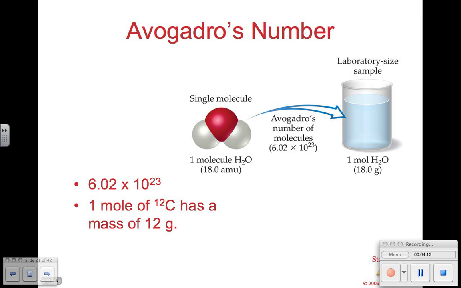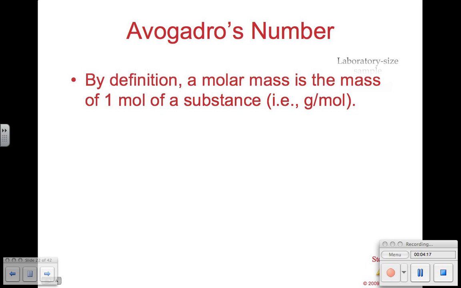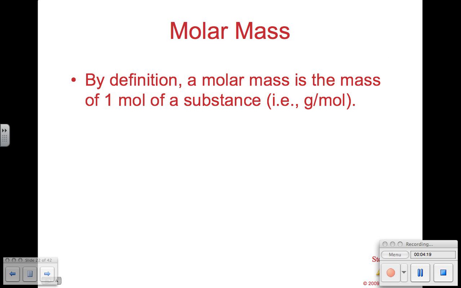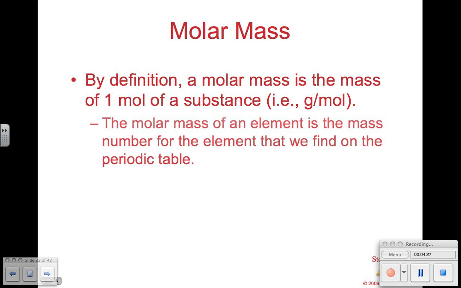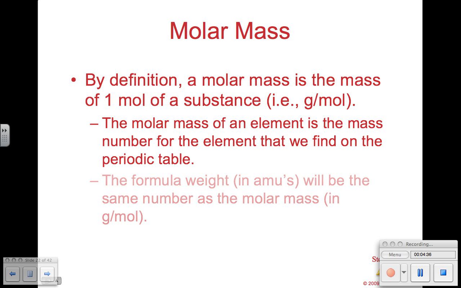Okay, so molar mass, by definition, is the mass of 1 mole of a substance, that's grams per mole. Molar mass of an element is the mass number for the element that we find on the periodic table. So you've utilized molar mass before, so this is all basic review stuff. The formula weight in AMUs will be the same number as the molar mass in grams per mole. So this is hopefully a review for you.